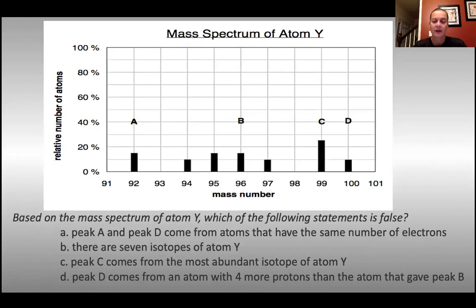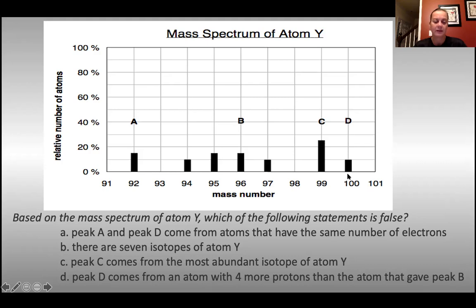Okay, so now we have this unknown atom, and it asks us questions about this spectrum. Which of the following statements is false? Peak A and peak D come from atoms that have the same number of electrons. Well, if it's all from the same atom, then they all have the same number of electrons. So that's true. There are 7 isotopes of atom Y. If we count 1, 2, 3, 4, 5, 6, 7, well, that's true. Peak C comes from the most abundant isotope of Y. Also true, this is the tallest peak.